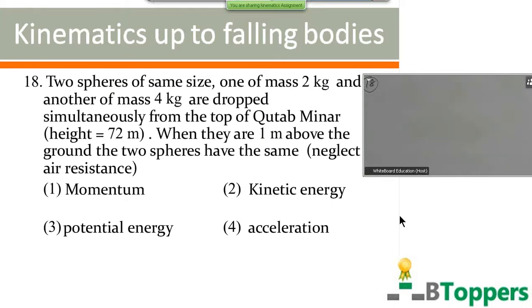Here, when the air resistance is neglected, all the bodies at a given place fall toward the earth with the same acceleration. Both the bodies are dropped from the same height of 72 meters. So when there is no air resistance, the acceleration of each body is the same as acceleration due to gravity. So acceleration of each body can be assumed to be uniform, and acceleration is the same for both the bodies at any instant. So when they are at a height of 1 meter above the ground, they will have the same acceleration and also the same velocity.